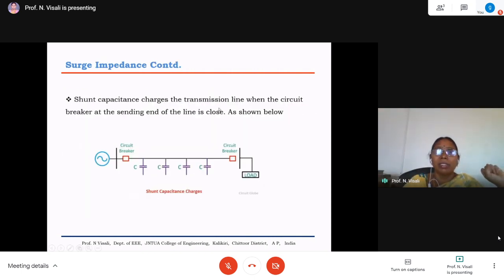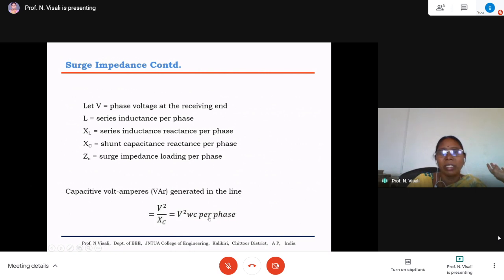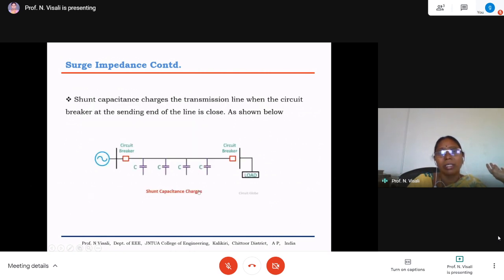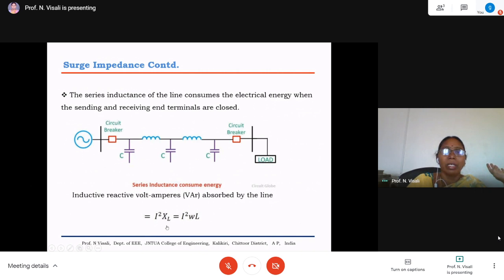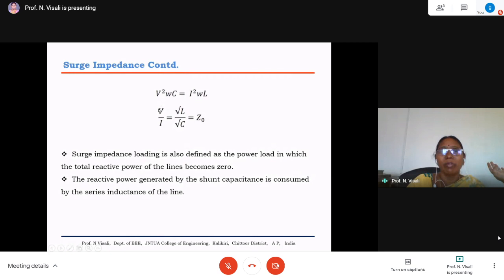Shunt capacitance charges the transmission line when the circuit breaker at the sending end of the line is closed. So this is shunt capacitance charging. Then the capacitive volt amperes generated in the line is V squared by XC, because capacitances are there. So V squared by XC, or V squared omega C per phase. That is the capacitive volt amperes. Then these two will get cancelled. Then V by I is nothing but the square root of L by C, and this is known as the surge impedance.